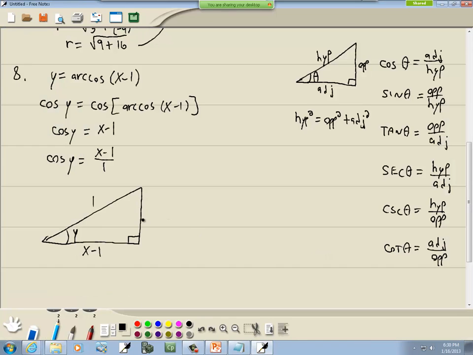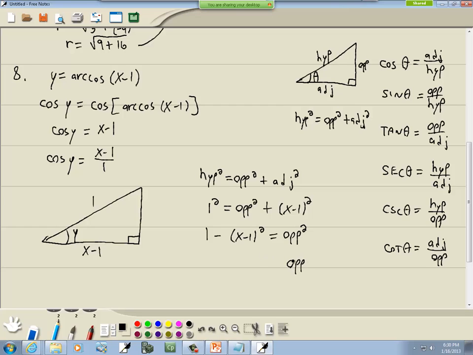Well, this is our opposite side to this angle. So we're going to use the Pythagorean theorem to get that. So if we look at hypotenuse squared is equal to opposite squared plus adjacent squared. Well, hypotenuse was 1, so we got 1 squared is equal to opposite squared, which we don't know, plus adjacent, which is x minus 1 squared. Well, this is 1, and if I take the x minus 1 squared over the left side, it becomes a minus x minus 1 squared equals opposite squared.